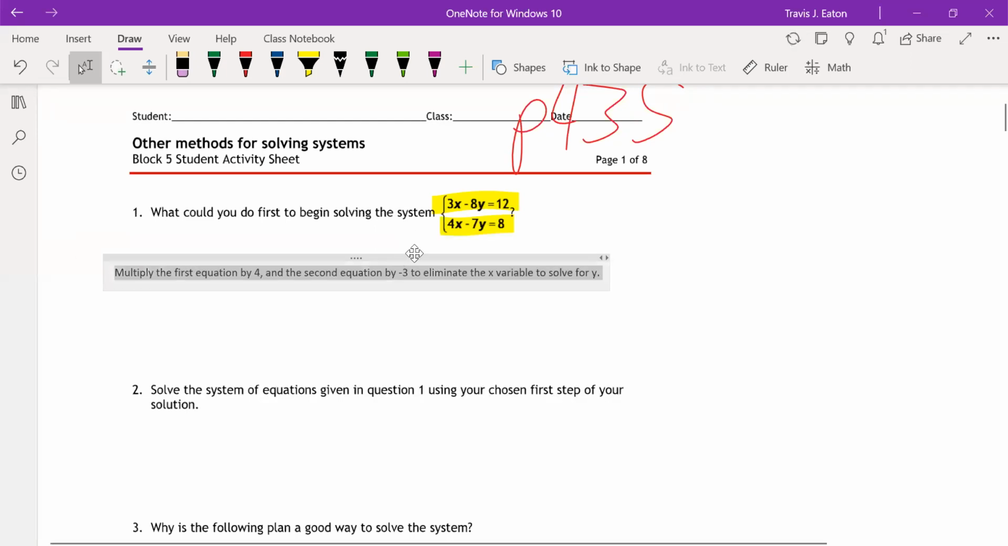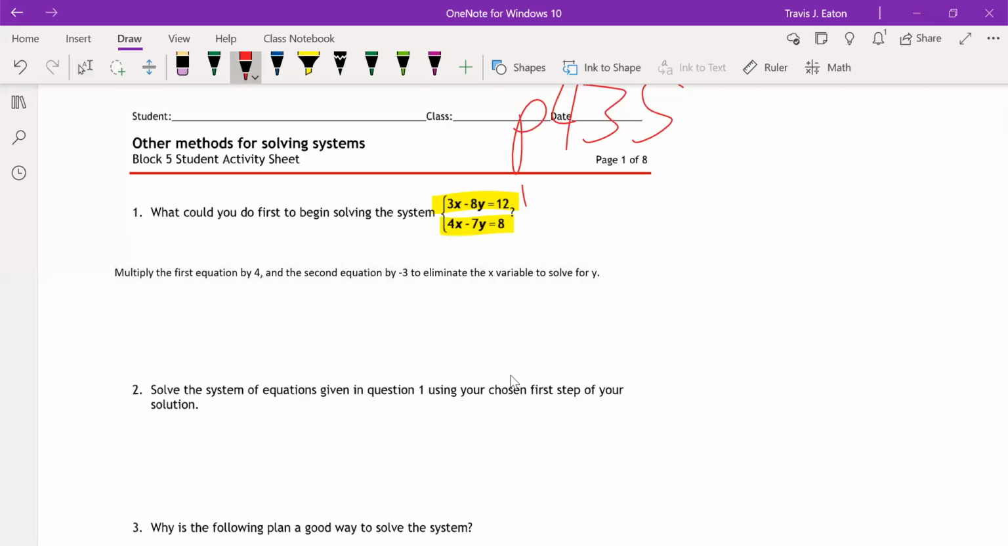Now, maybe you don't see it. Yeah, that's possible. But that's what I would do. See, I would go through here and I'm like, you know what? I'm going to multiply this one by 4. And I'm going to multiply this one by -3. Because when I do that, this and this, I would end up with 12 and -12. And those x's would be gone and I could solve for y. So that's what I would do first.